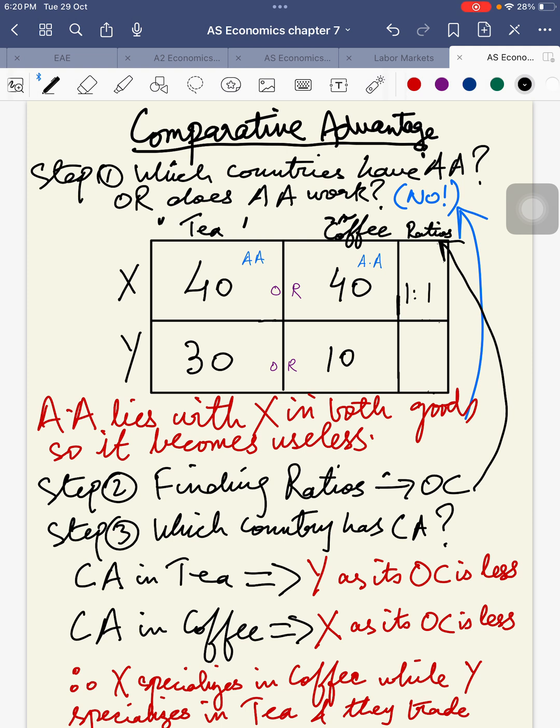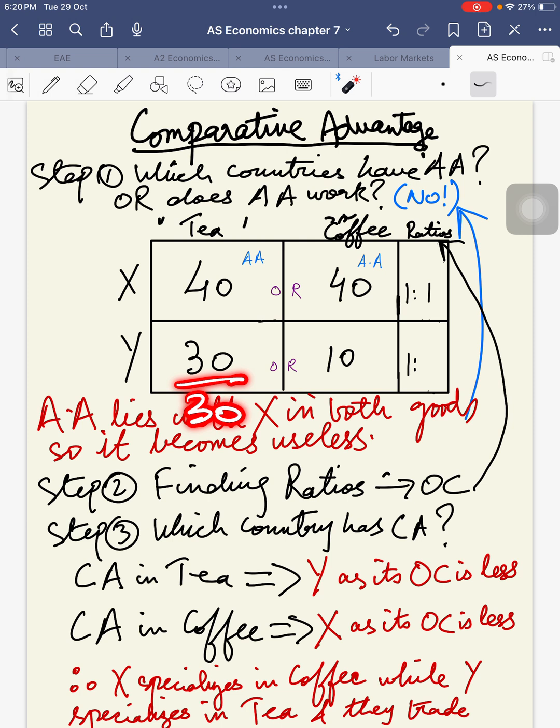Right? So again, this is the ratio of country X of 1 tea compared to coffee. Now, what about country Y? Again, this is 30 is to 10. I want to convert the left side to 1. How do I do that? By dividing it by 30.